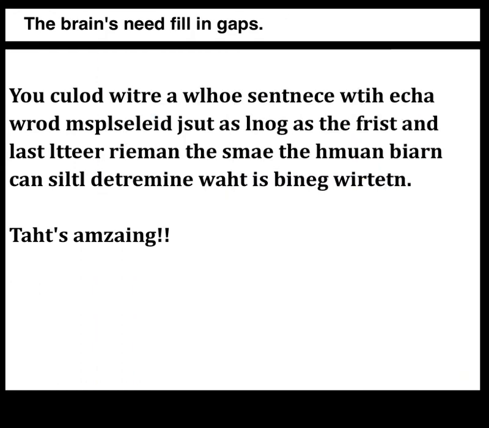I want you to take a minute and read this statement to yourselves. Okay, so you could write a whole sentence with each word misspelled just as long as the first and last letter remain the same. The human brain can still determine what is being written. That's amazing. It is amazing. There are 34 words that appear on the screen. 11 of them, or 34%, are spelled correctly, while 23, or 66%, are misspelled. Yet you had no problem reading and understanding the sentence. So your remarkable brain filled in all of the gaps for you to make sense out of this.